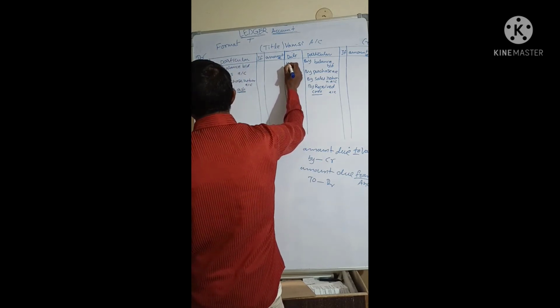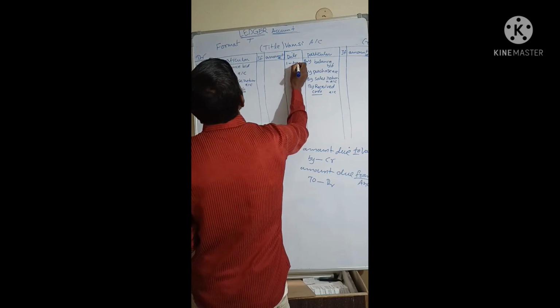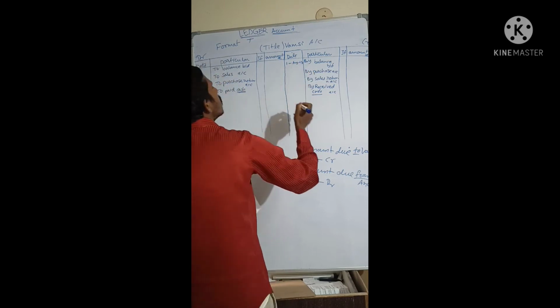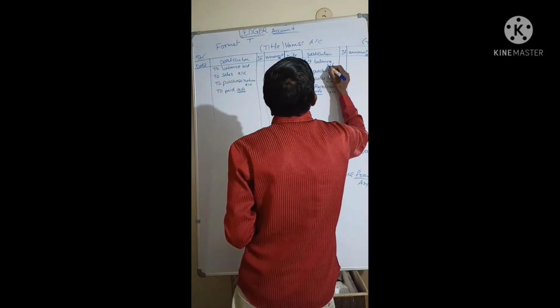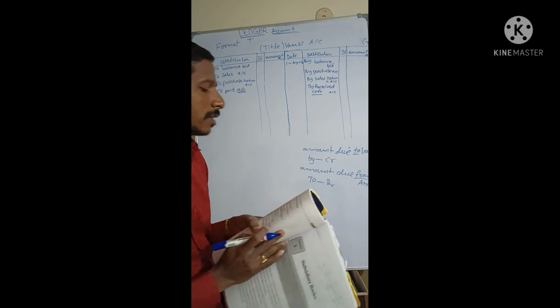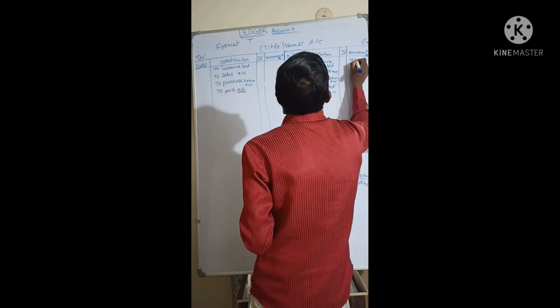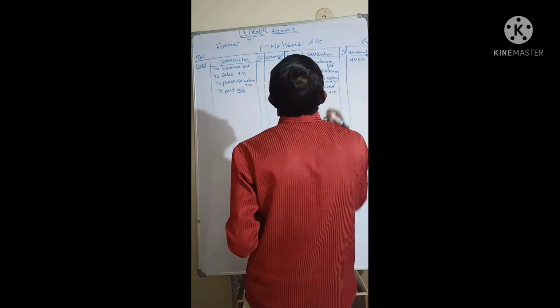Date is given in the problem, August 18. So the balance brought down value given in the problem is 4,400. 16th problem in the textbook, Intermediate first year, 16th problem.